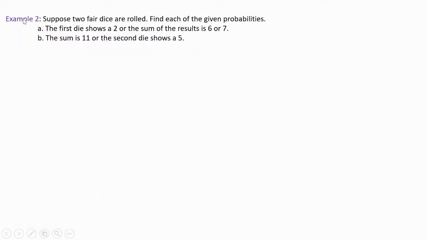Okay. This is example 2. Suppose 2 fair dice are rolled. Find each of the given probabilities. A: the first die shows a 2, or the sum of the result is 6 or 7. And for B, the sum is 11, or the second die shows a 5. Okay, I'm going to show you.